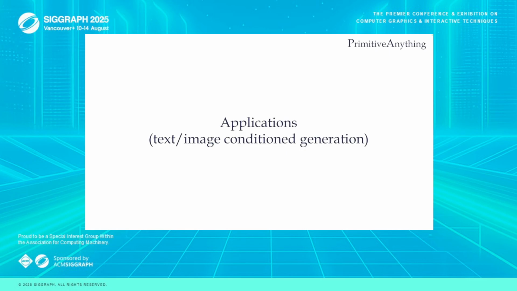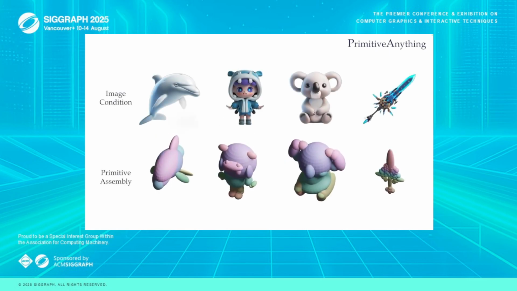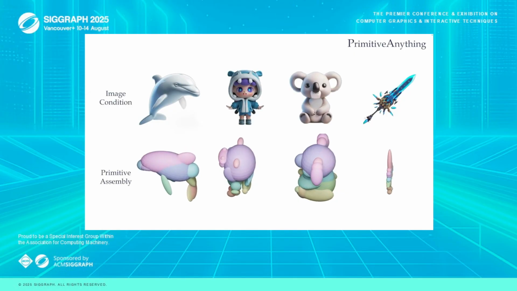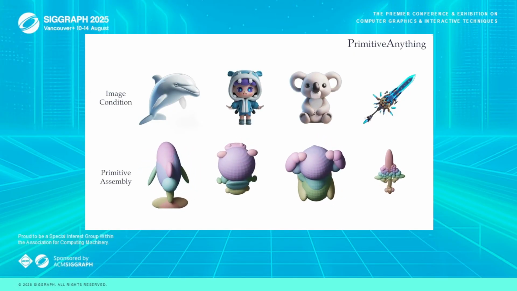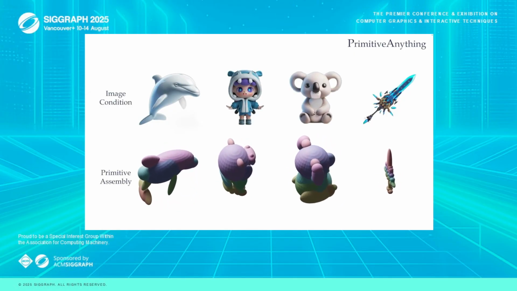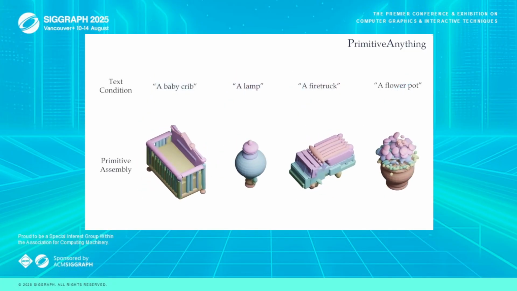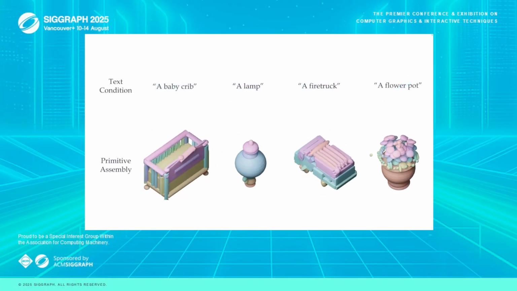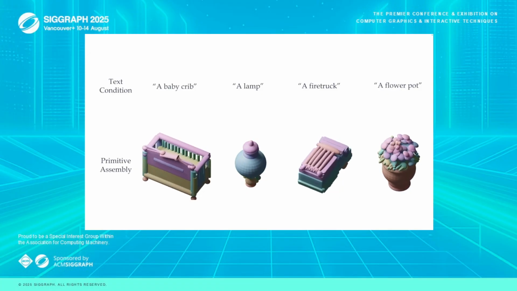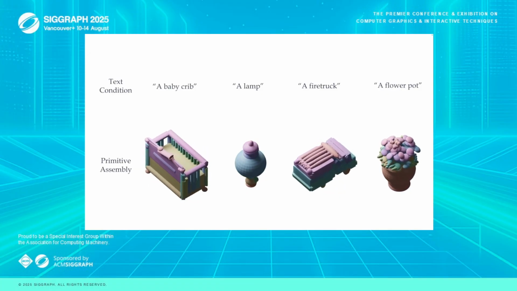Our method can also be combined with works like Trellis and generate 3D objects from image or text to create primitive-based customized 3D content. As you can see, the generalization capability is quite good. It performs well even on previously unseen data generated by these 3D generation frameworks.